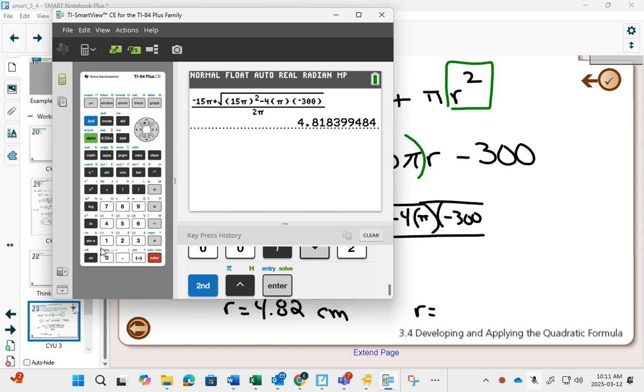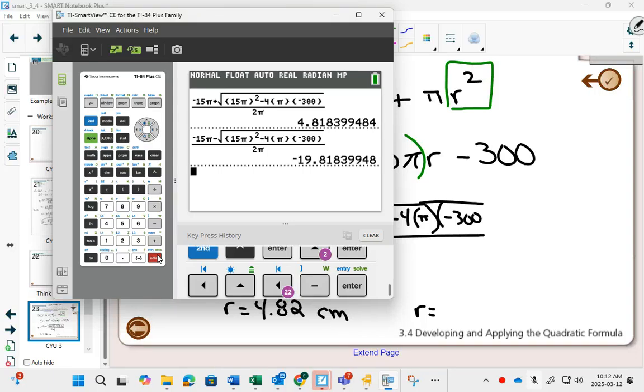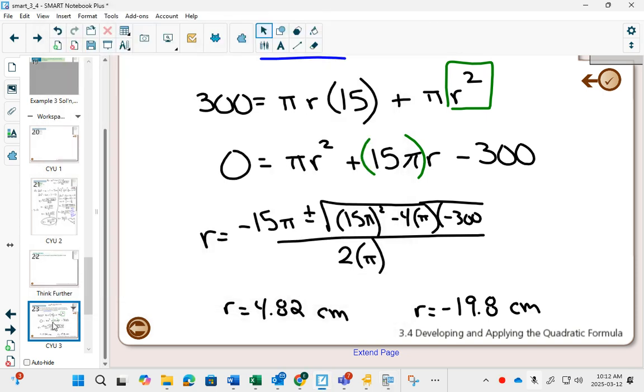But we're also going to get another answer if we do the subtract. So again, on your graphing calculator, I could retype everything, or I could just go up and select what I just wrote and push enter, and it retypes it all for me. Then I can just use my arrow keys a little bit to get to that plus sign and change it to a subtract sign. That's a lot quicker than retyping it all. Push enter, and now I get r equals negative 19.8.